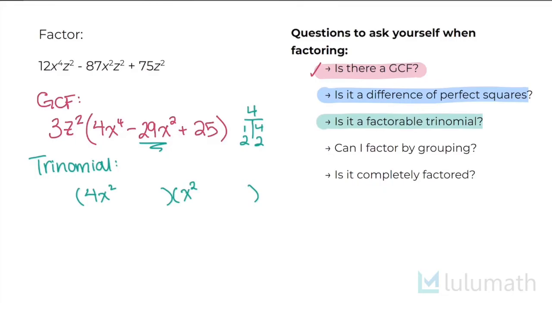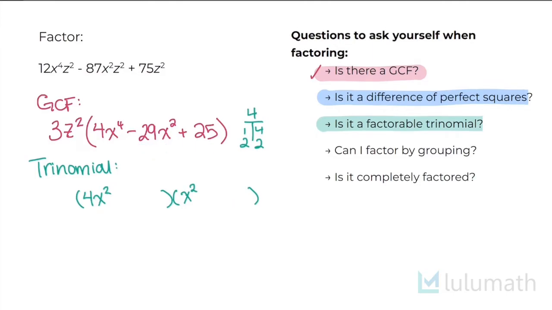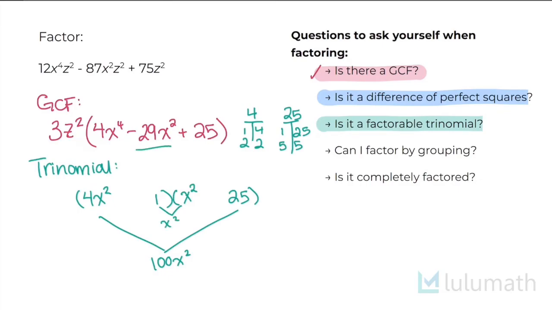We also know that our last terms will multiply together to give us this 25 right here. So I'll make a list of factors of 25. I can do 1 and 25, or I can do 5 and 5. So I'll try to place the 1 here and the 25 here, and I'll see what my outer and my inner will give me. My outer is 4x squared times 25, which is 100x squared. My inner is 1 times x squared, which is x squared. I'm trying to get this negative 29x squared, so I know that that's not going to work. So let's go ahead and try to swap the 1 and the 25.